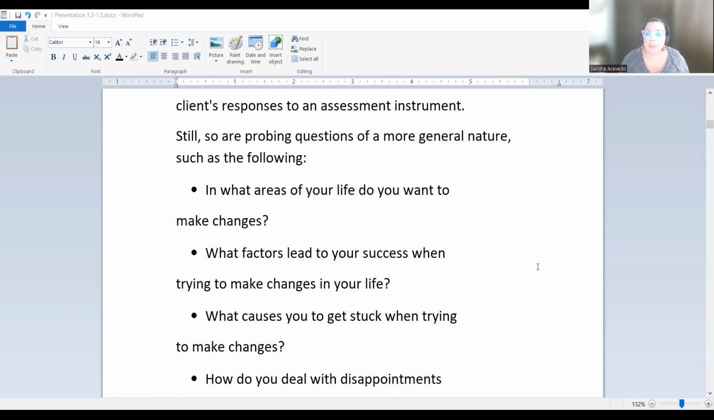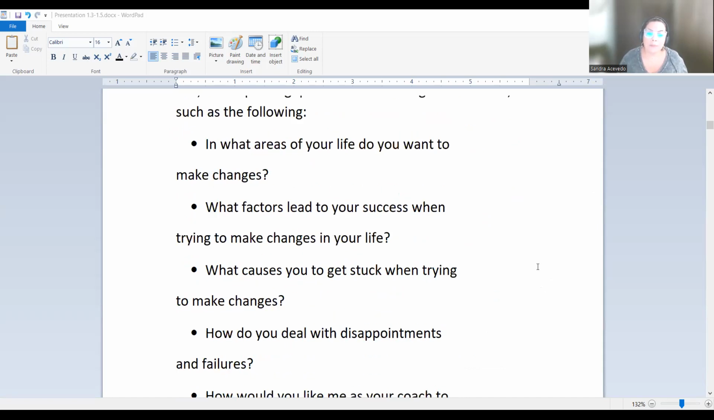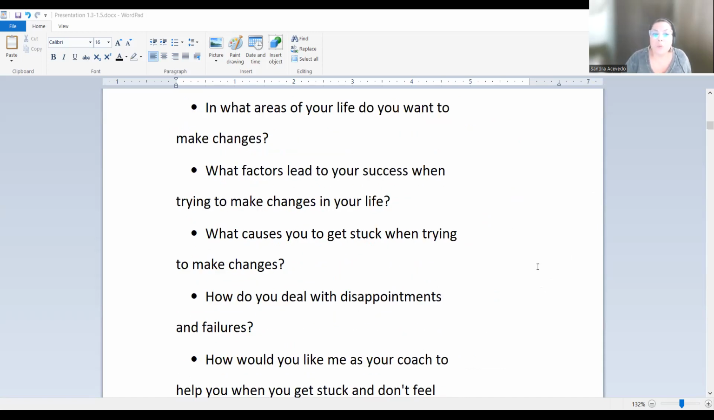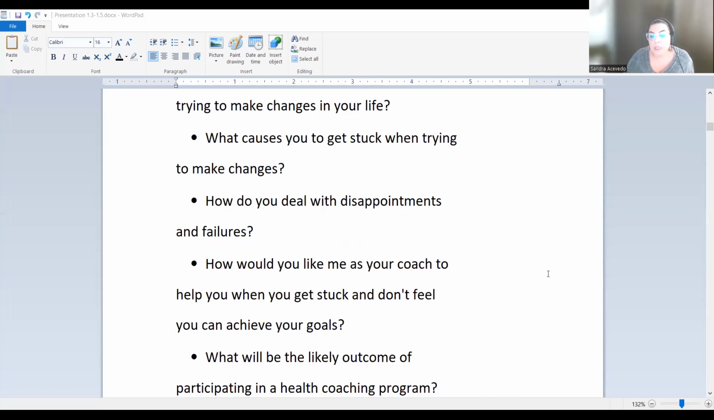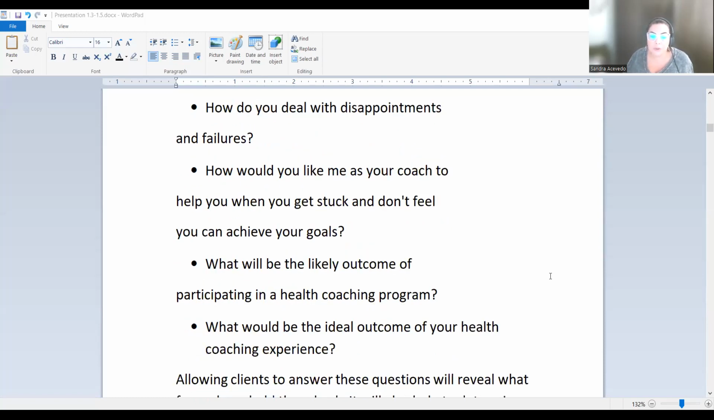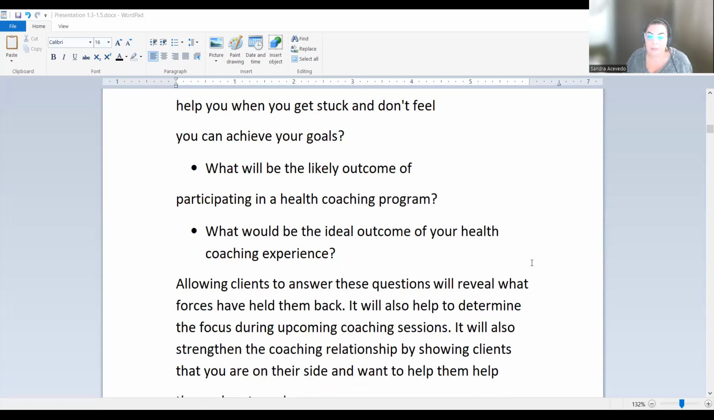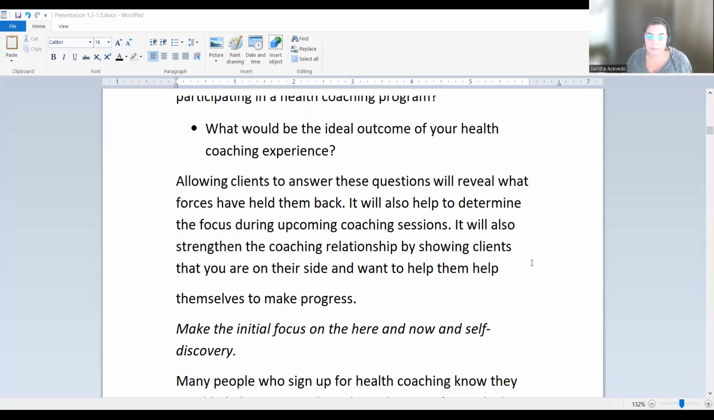Also useful are probing questions of a more general nature, such as the following. In what areas of your life do you want to make changes? What factors lead to your success when trying to make changes in your life? What causes you to get stuck when trying to make changes? How do you deal with disappointments and failures? How would you like me as your coach to help you when you get stuck and don't feel you can achieve your goals? What will be the likely outcome of participating in a health coaching program? What would be the ideal outcome of your health coaching experience?